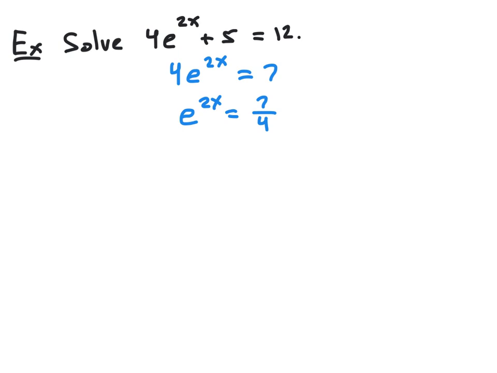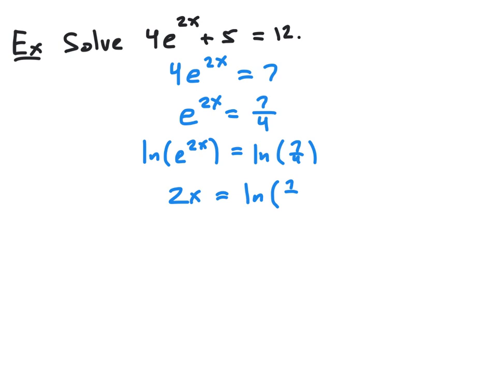At this point, we can take natural log of both sides. And we know that on the left side, that's going to simplify quite nicely. In fact, it's going to just equal 2x, the exponent, because the natural log and e to the x will cancel out. And that'll equal, of course, natural log of 7/4. And to solve for x here, we just divide by 2. So we get natural log of 7/4 all over 2.